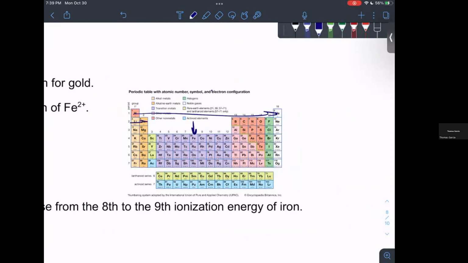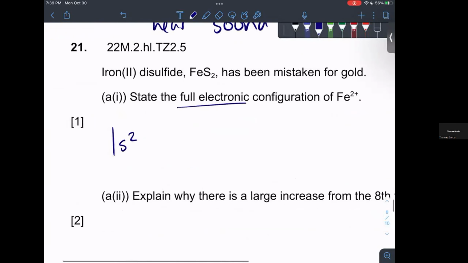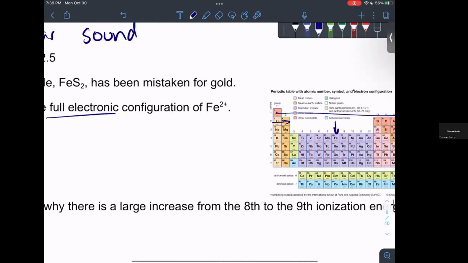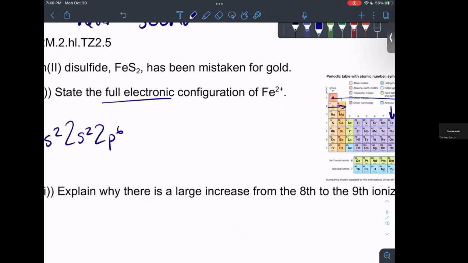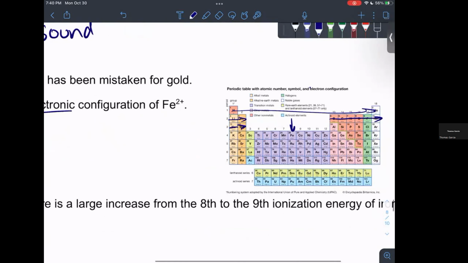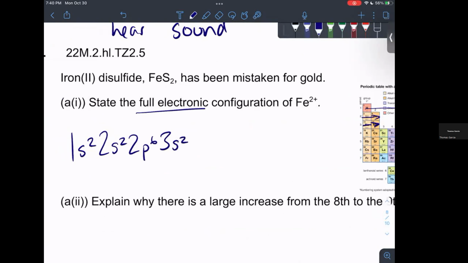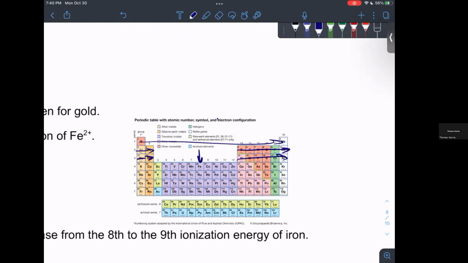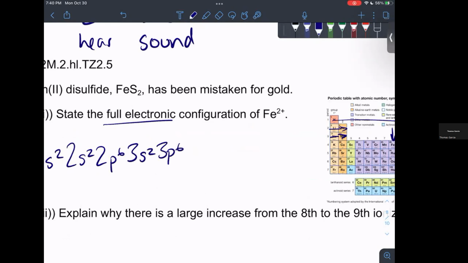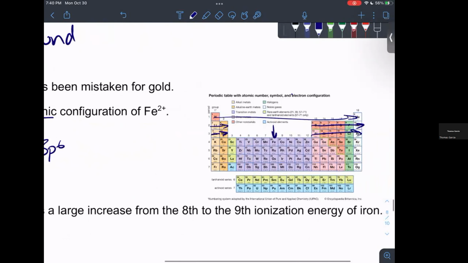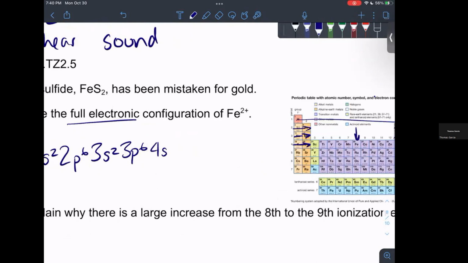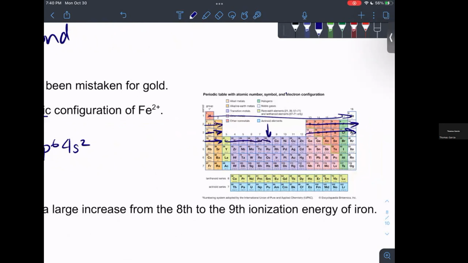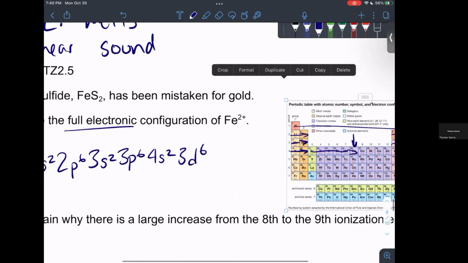All right, moving across, 2s2. Moving across, 2p6. Moving across, 3s2. Moving across, 3p6. Moving across, 4s2. All the way to iron, 3d6. All right, so here's the thing.